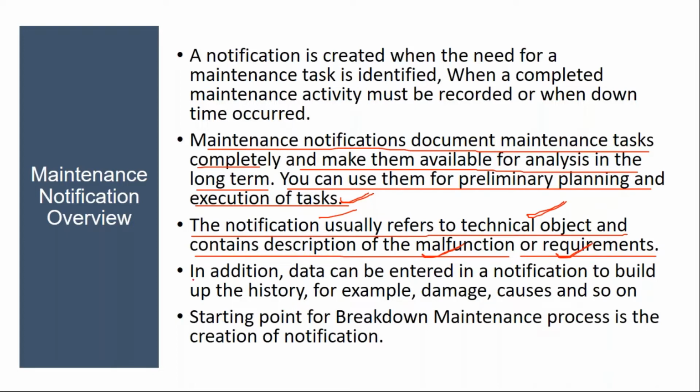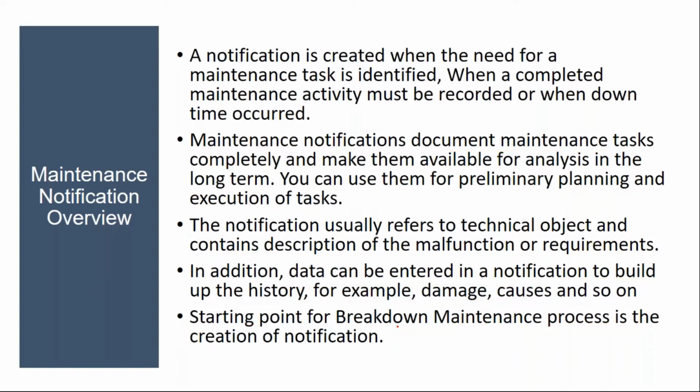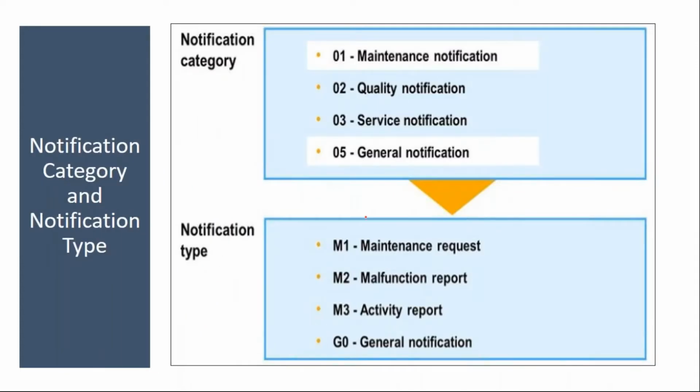Okay. In addition, data can be entered in a notification to build up the history, for example, damage, causes, and so on. This is again through our catalogs, which we already discussed. Okay. So the starting point for the breakdown maintenance process is the creation of a notification. The trigger point or the starting point is creating the notification in the system. So this one we already discussed.